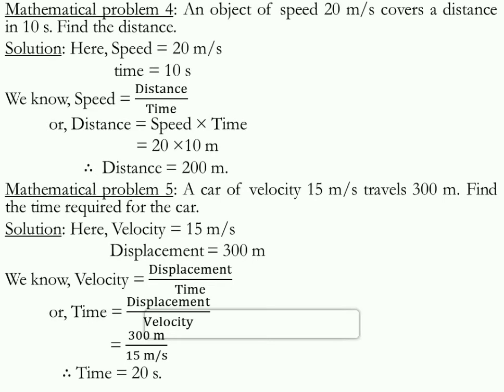So with this same formula, we can find speed, we can find velocity, we can find distance, and we can also find time. Just we have to look which two things are given here and what we have to find out. And according to that, we have to rearrange the formula and find out the required things.